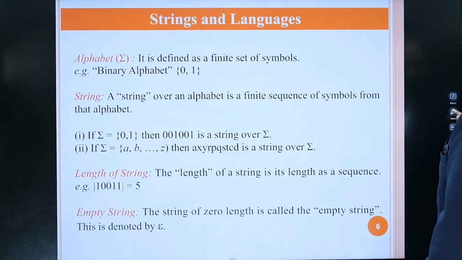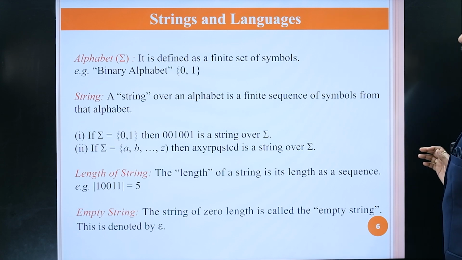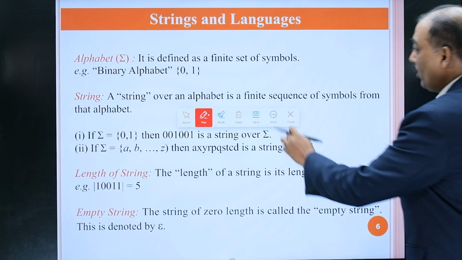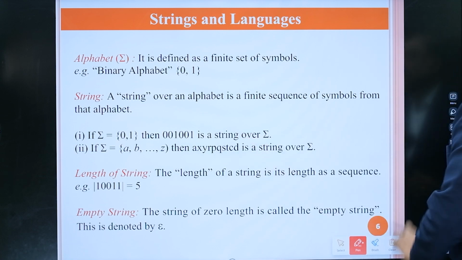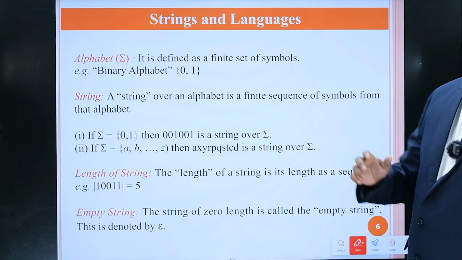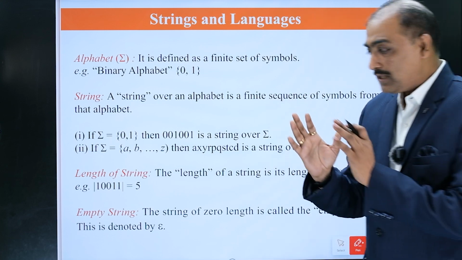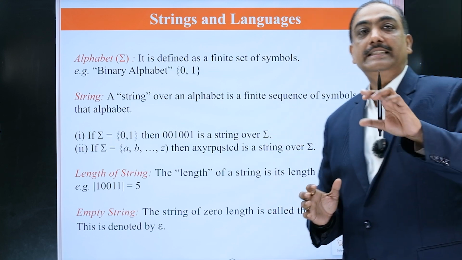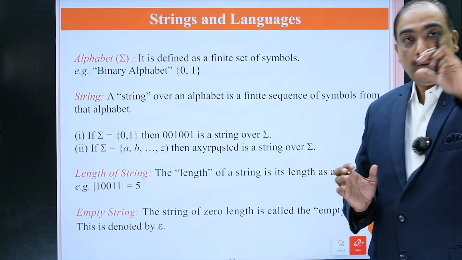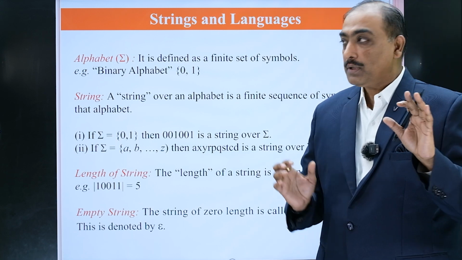Now we need to understand a few basic terms to move ahead in finite automata. That is strings and languages. So before we understand strings, let's talk about alphabet. What exactly is an alphabet? Now this alphabet is nothing but a set of symbols. To be particular, it is a finite set of symbols.